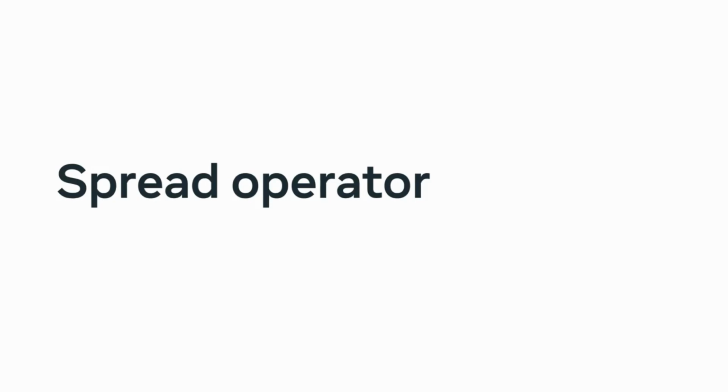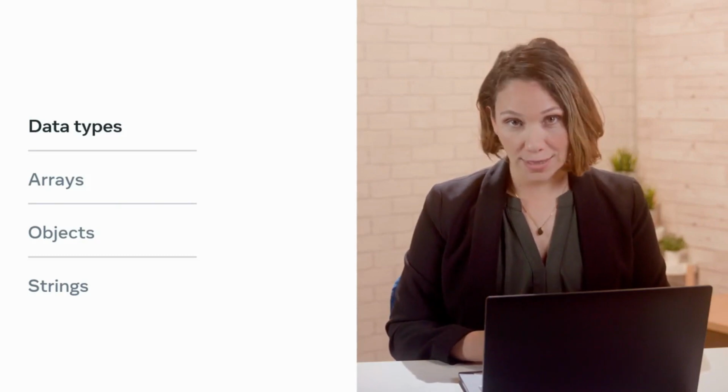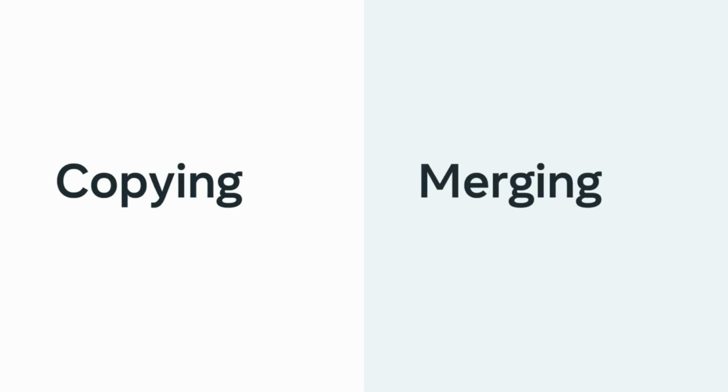But before digging deeper, let's refresh what this operator enables for objects in pure JavaScript. The spread operator can be applied to different data types in JavaScript, such as arrays, objects, and even strings. Since React props are just objects, this lesson is going to be focused strictly on the object type. Copying and merging objects are the two main operations you may perform with these operators.